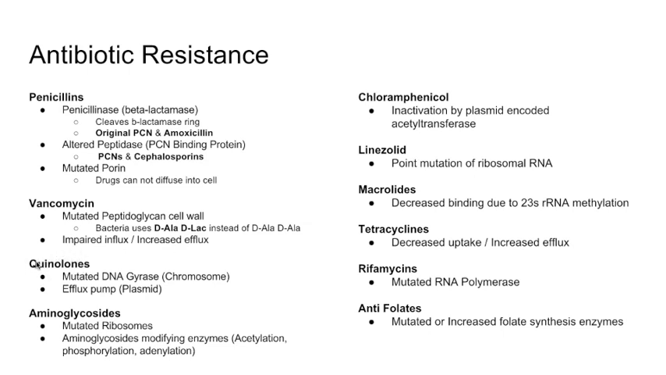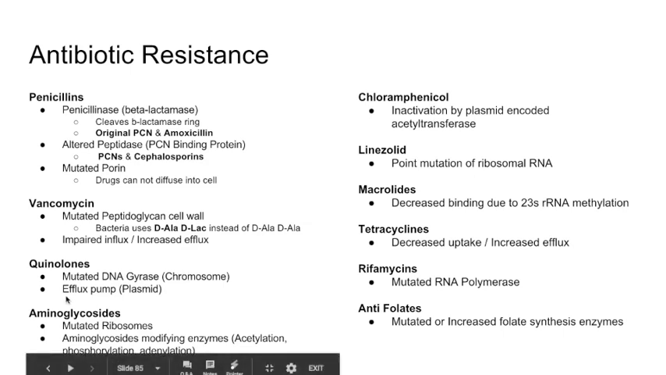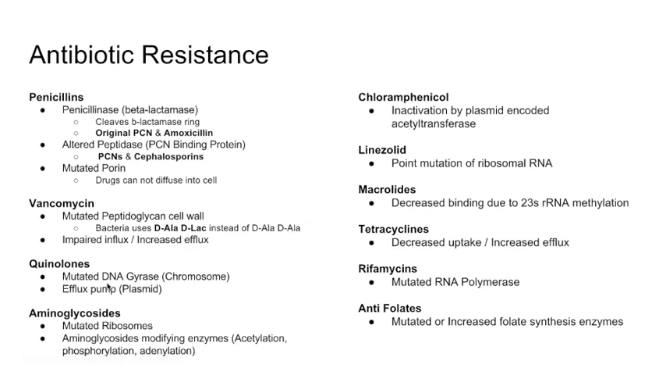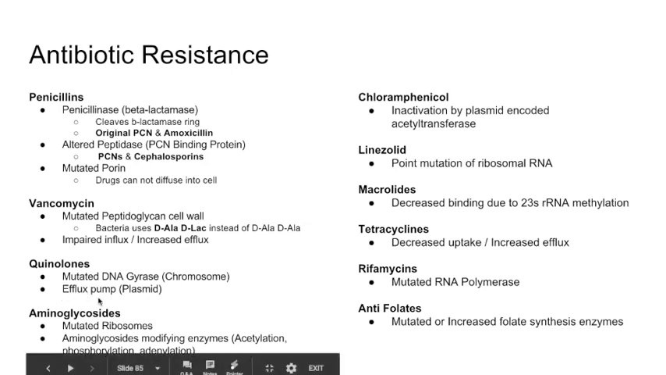The third antibiotic is quinolones. Do you guys remember how quinolones work? Yes, they work by inhibiting DNA gyrase or topoisomerase. So bacteria have developed resistance to it by mutating the DNA gyrase, and that's a chromosomal gene. You also have some efflux pumps, and that's a plasmid gene. So a lot of these have efflux pumps that kick the antibiotic out of the cell.